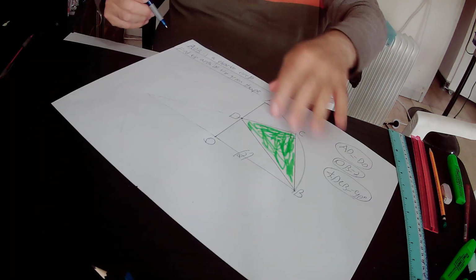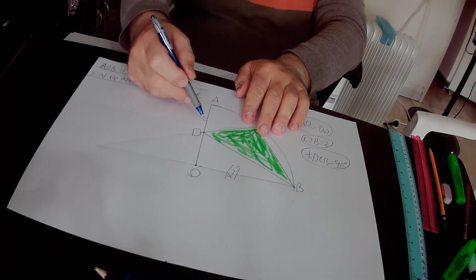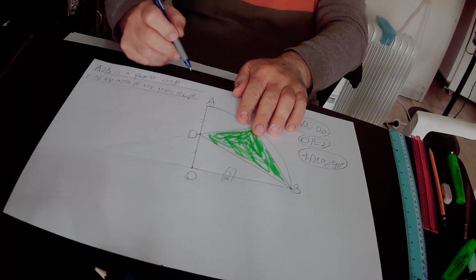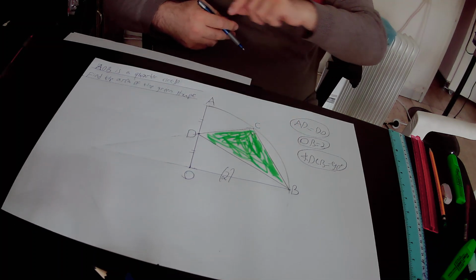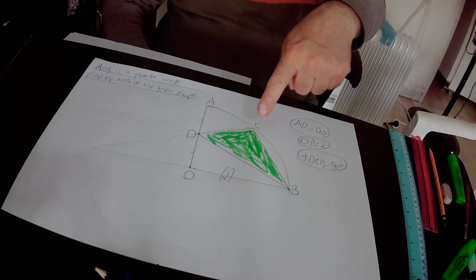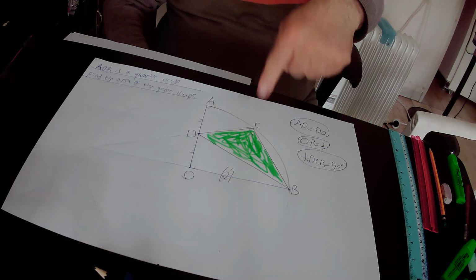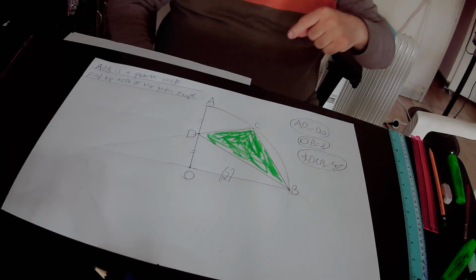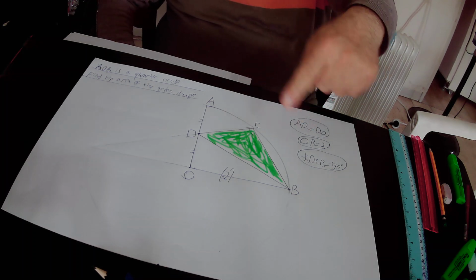And we also know that line segment AD equals line segment DO. And this angle DCB equals 90 degrees in its size. Our mission is to find out the area of this green shape.